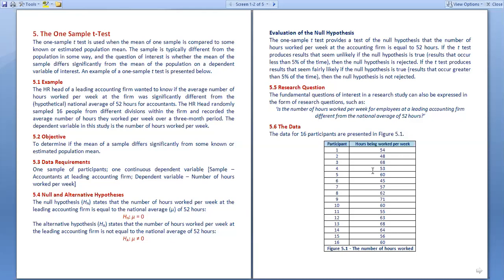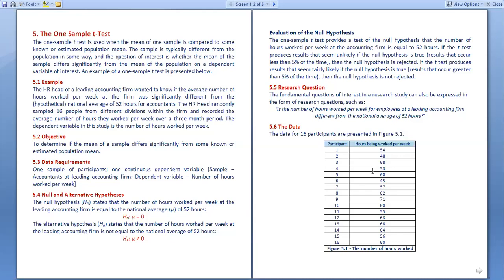Now coming to talking about hypotheses, we have the null hypothesis and the alternate hypothesis. The null hypothesis says that there is no difference between the population mean and the sample mean, or that it is equal to the national average. So in our example, the national average was 52 hours, so the sample mean will also be near to it. Whereas in the case of the alternate hypothesis, the hours worked per week at the leading accounting firm is not equal to the national average of 52 hours. So mu is not equal to 52. So we have the null hypothesis and the alternate hypothesis.